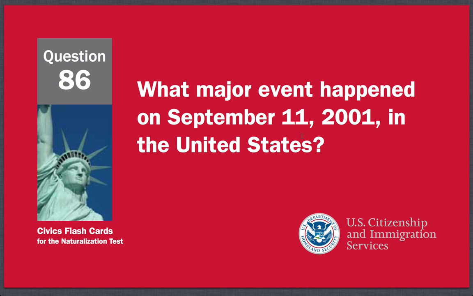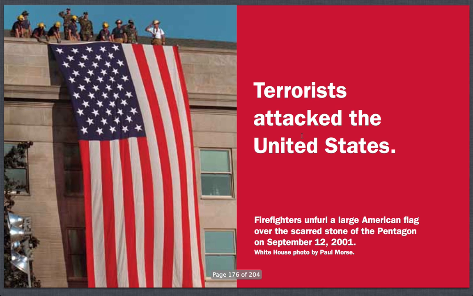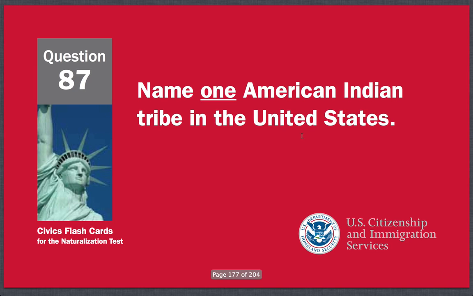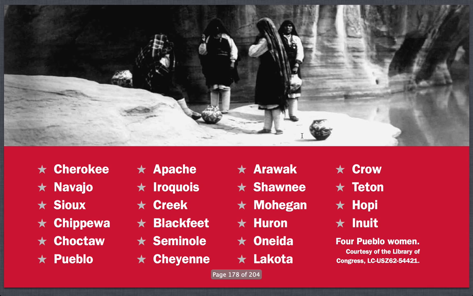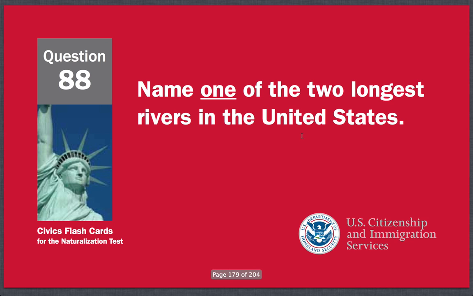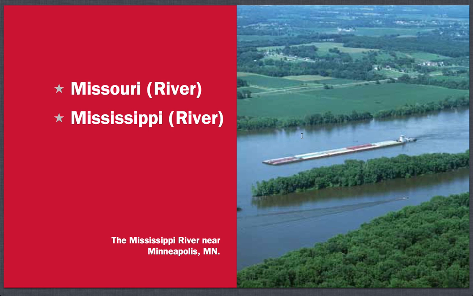What major event happened on September 11 when terrorists attacked the United States? And name one American Indian tribe in the United States. You have a bunch of them. Cherokee are well known, Apache are well known, and you can just pick one which you want to say, but you have to name two or three of them. Iroquois also well known. Name one of the two longest rivers in the United States: Missouri and Mississippi. Mississippi is very well known.